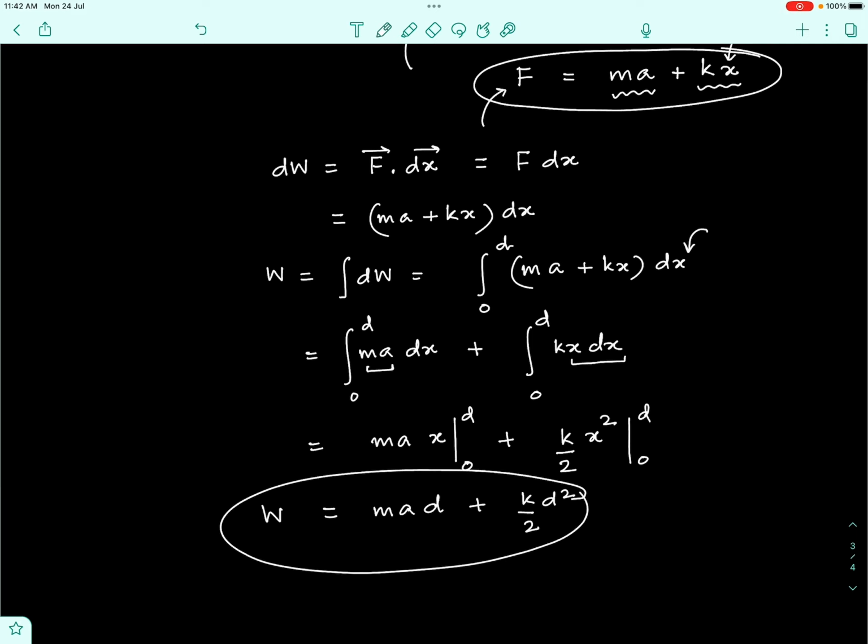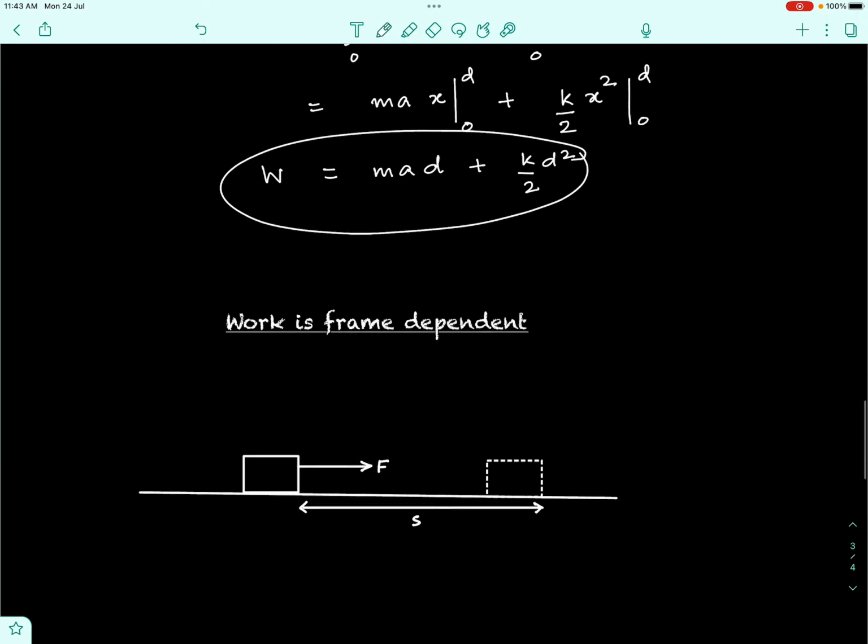So this is how we can work with the spring force to find out the work done by the spring or by other forces also. Let's discuss one more aspect now.